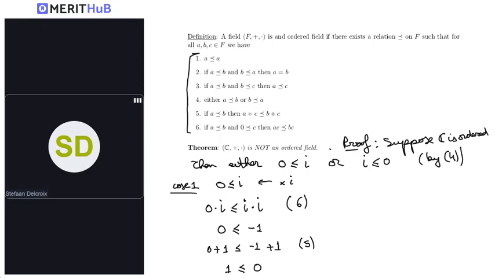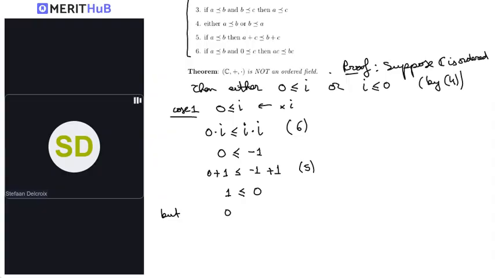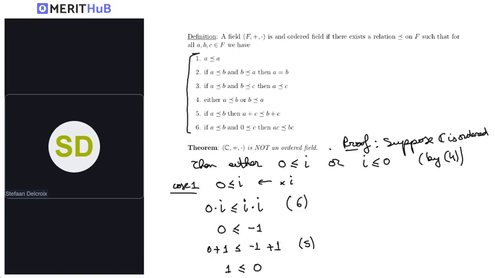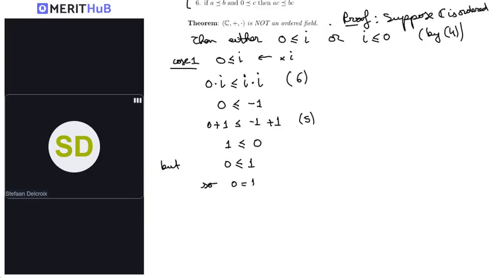But we've already proven that 0 is less than or equal to 1. That was the previous result. In any ordered field, 0 is always less than or equal to 1. So we came up with 1 is less than or equal to 0, and 0 is less than or equal to 1. So one of these properties tells us that 0 is equal to 1. Which property was that? Property 2. And that's a contradiction.